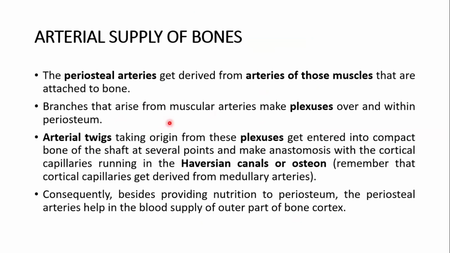Branches that arise from muscular arteries make plexuses over and within the periosteum, the outer covering of the bone. Arterial twigs taking origin from these plexuses enter the compact bone of the shaft at several points and make anastomosis with the cortical capillaries running in the Haversian canal or the osteon. Remember that cortical capillaries get derived from medullary arteries, I told you already. Consequently, besides providing nutrition to the periosteum, the periosteal arteries help in the blood supply of the outer part of the bone cortex.